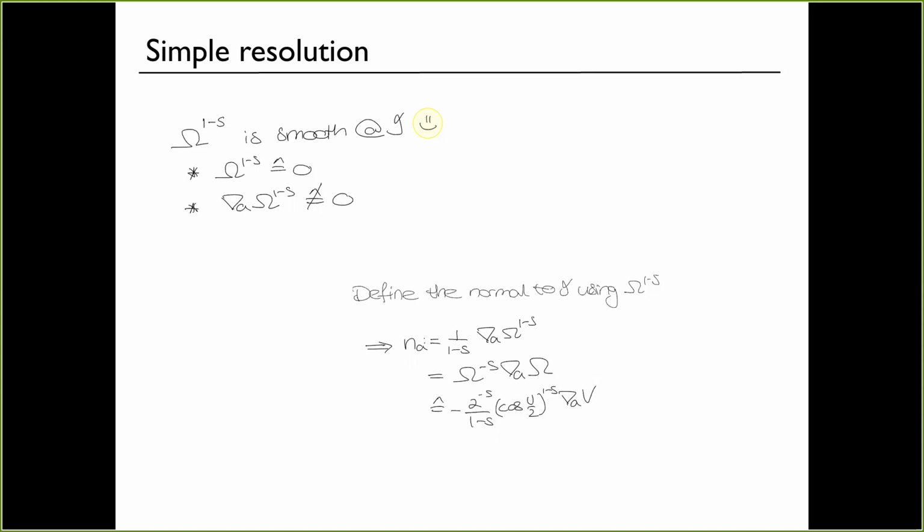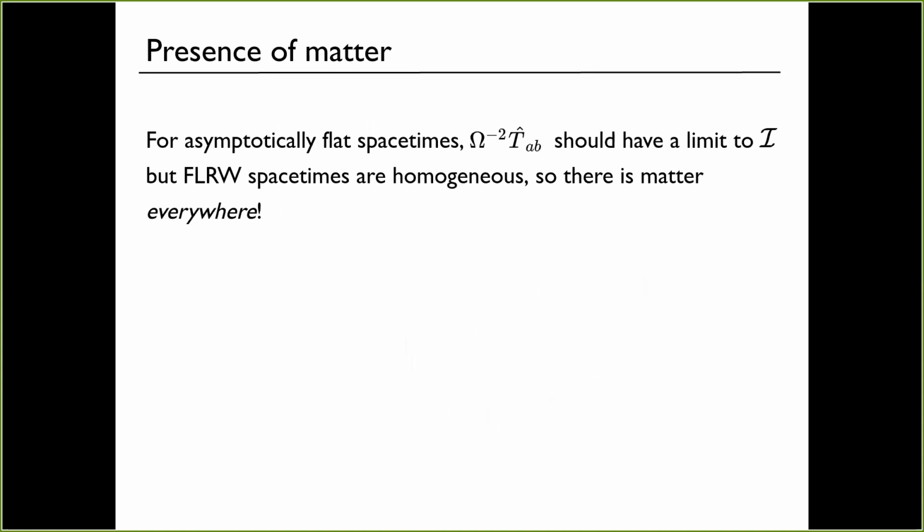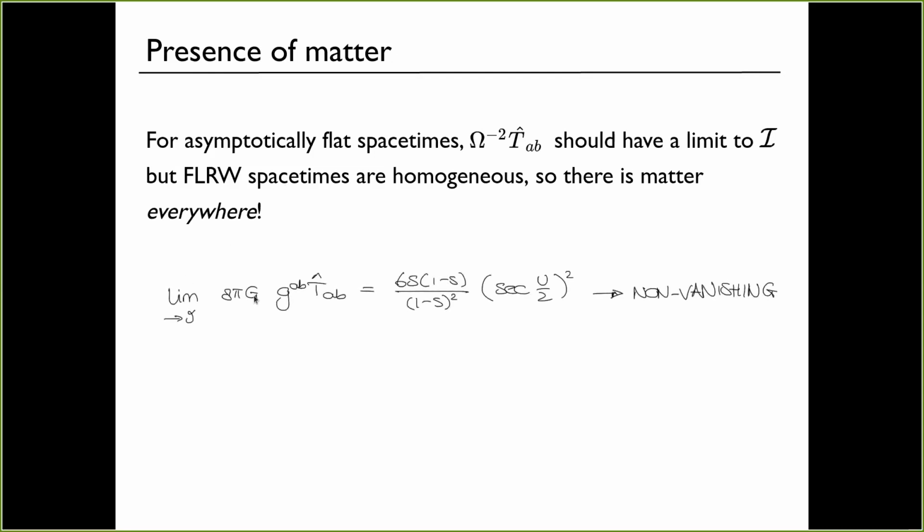So in addition to this difference, which is one of the reasons why these spacetimes are not asymptotically flat, there's of course another, almost more in-your-face difference, and that is the presence of matter. For the asymptotically flat case, we demanded that the stress energy tensor should nicely decay. But FLRW spacetimes are homogeneous, so matter is everywhere. There's no decay. And in fact, if you calculate, for example, the trace of the stress energy tensor using those conformally compactified coordinates, you indeed see that it is non-vanishing, it's non-zero. But in fact, things are worse, right?